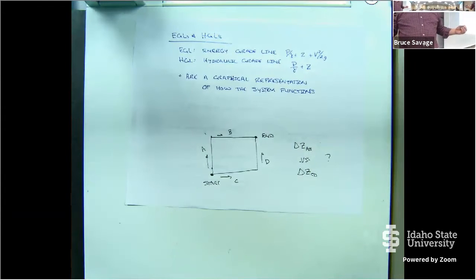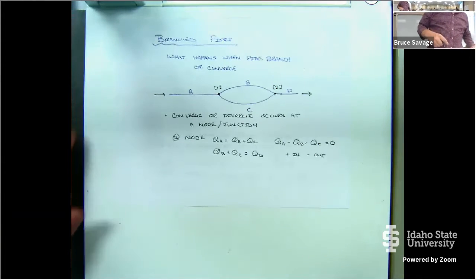Energy grade lines and hydraulic grade lines are in essence scalars. They represent a magnitude. They don't represent a given direction. So the hydraulic grade line at a given point is a hydraulic head, it's a length, meters or feet. So correlating that to our problem over here is the same thing.